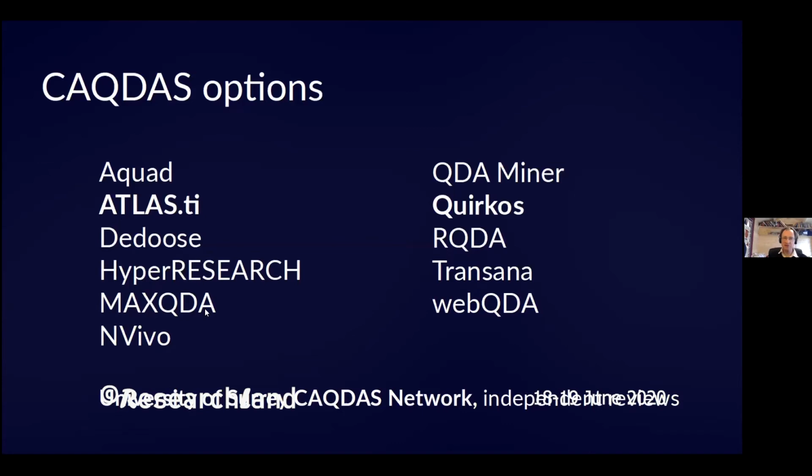What I would say is they all work differently. They all have slightly different features, but they all do the same basic thing. Pretty much everything I'm going to teach you today in Quirkos, you can do in any of the other software packages. So it's a lot up to how you want to work and what you want to get out of the analysis. And then there are independent reviews available on the University of Surrey CAQDAS network. And I'll give a link for that as well, but it's very easy to search, to Google for. If you search for the Surrey CAQDAS network, you'll find that.